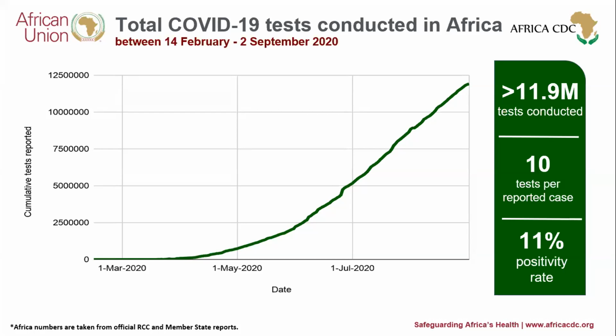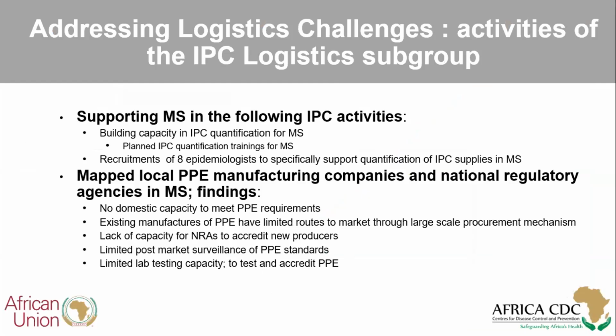So I'll end here for the update, but Anne, if you allow me, I just want to brief the members on the upcoming workshop that we will be holding. I'll take colleagues through the activities that we've been conducting as IPC TWG, and specifically the IPC logistics subgroup. The logistics subgroup of the Africa CDC TWG is supporting member states with building capacity. One key area we're looking at is the quantification of IPC supplies. I think we know this has been a challenge in most member states. To this effect, IPC quantification trainings for member states have been planned.